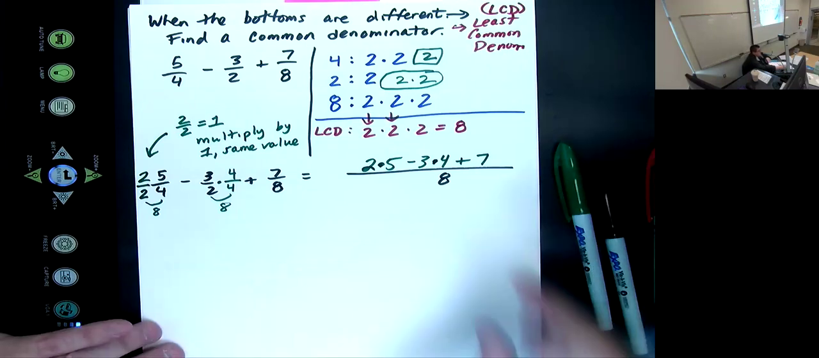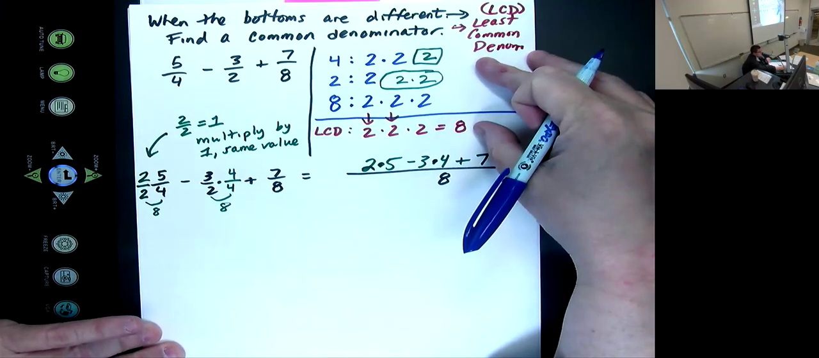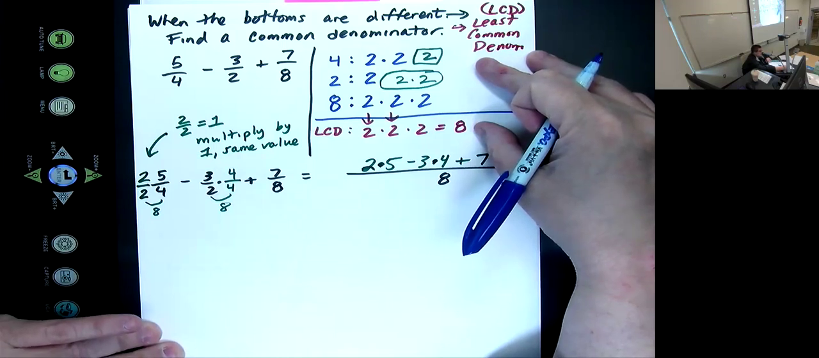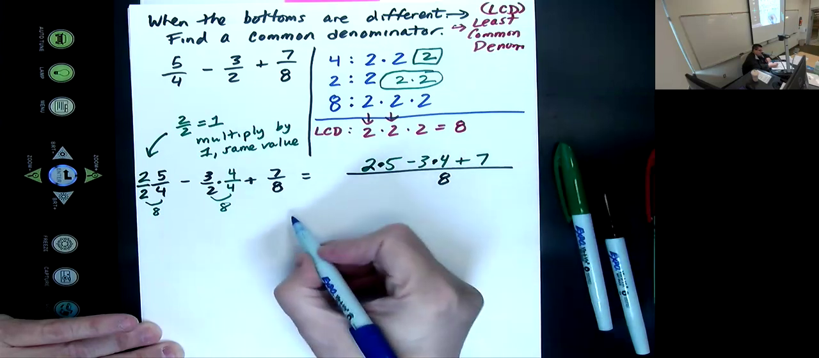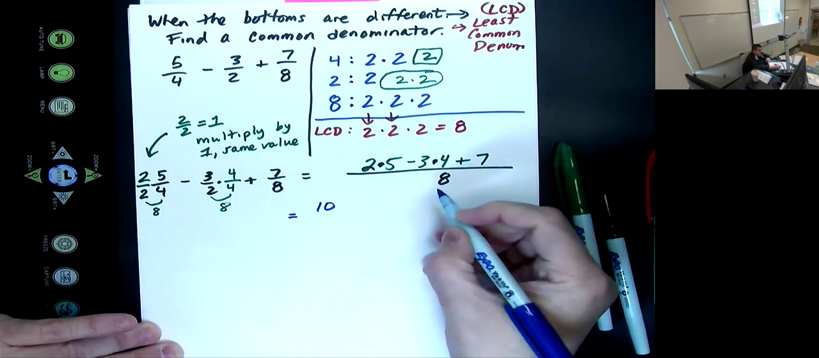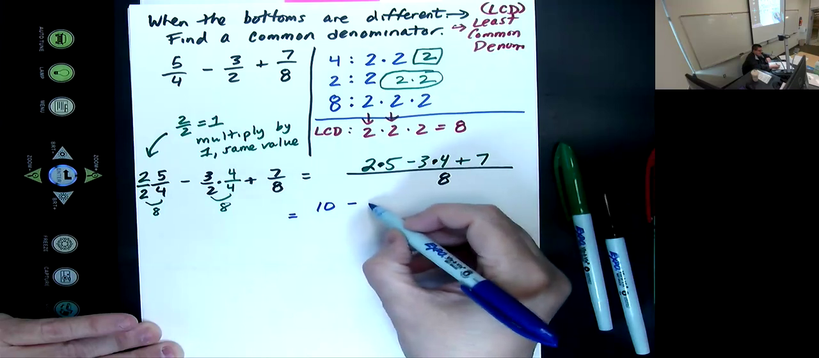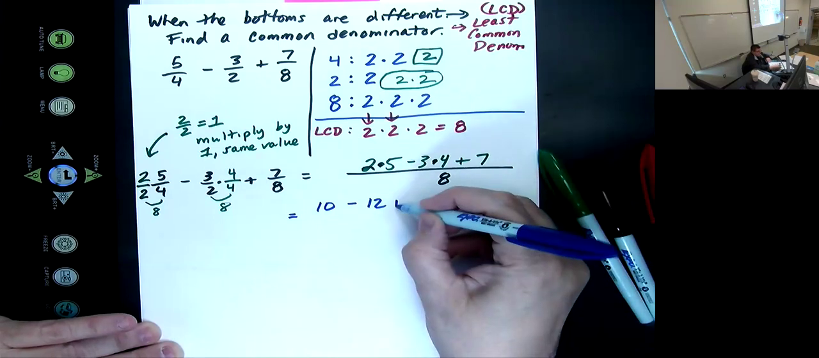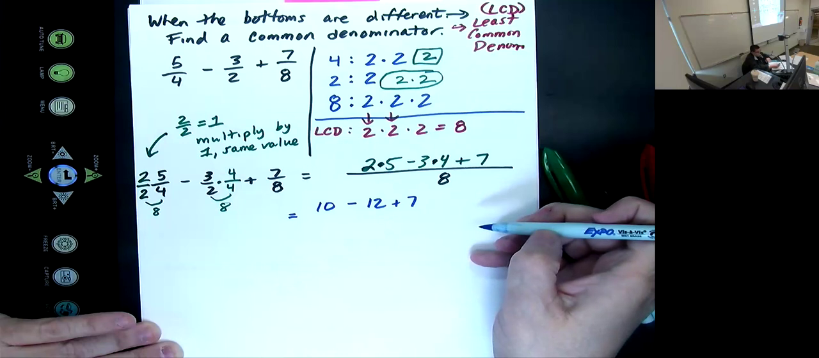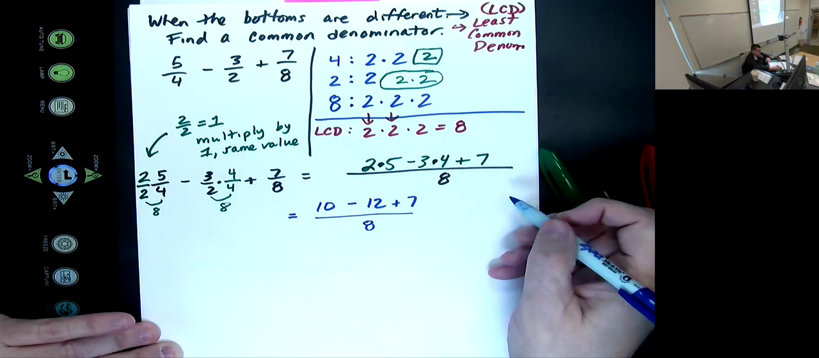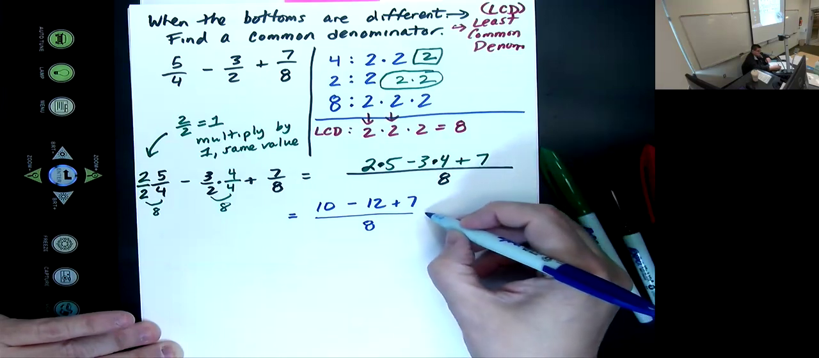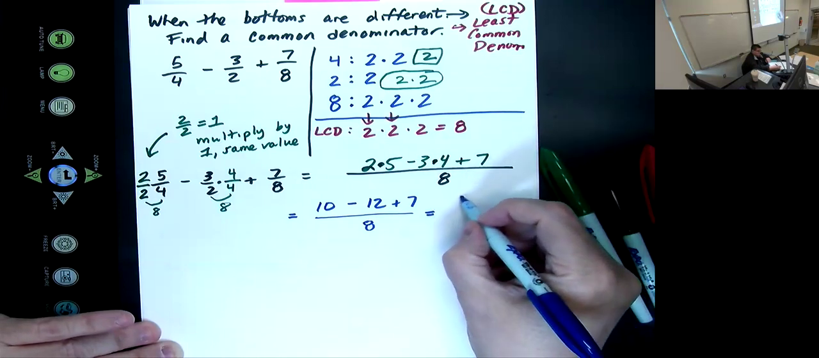Now, this table over here is a skippable thing, but if I'm doing a bunch of fractions and the denominators look ugly, I will actually still do it. Because it does help, makes it easy to track everything. Now we can deal with the stuff on the top. 2 times 5 is 10. And we have -3 times 4, which is 12. Plus 7. Still divided by 8. And we combine those together and we have 5/8.